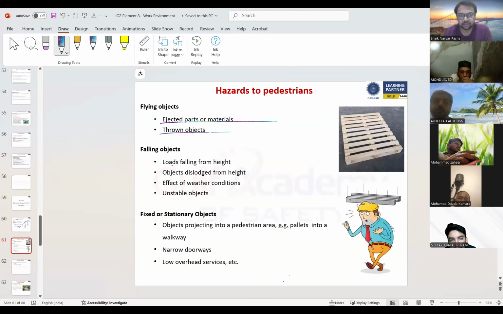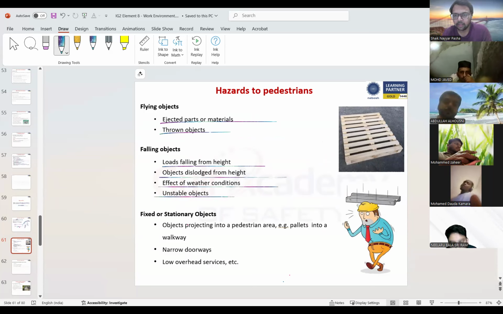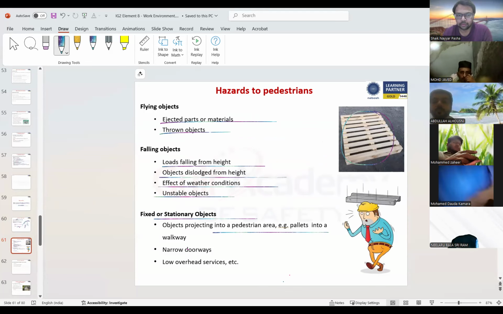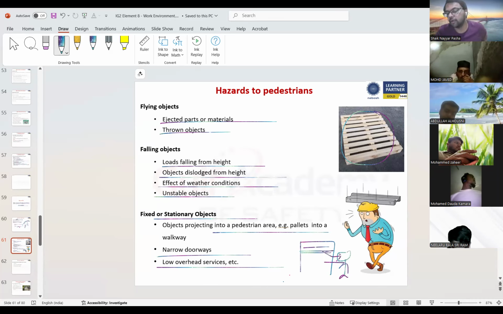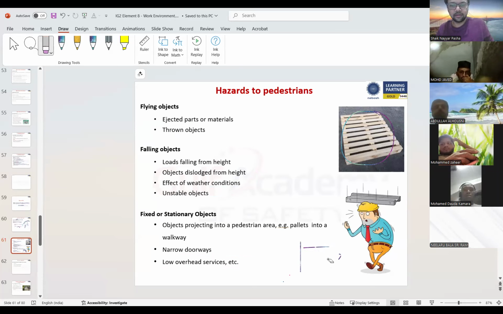Ejected parts, thrown parts, loads falling from height, objects dislodged because of poor housekeeping, bad weather conditions, or unstable objects stored on the roofs or stacks. Stationary objects: pallets, wooden pallets on the floor, narrow doorways, or low overheads. Low overheads in the sense, let us suppose this is the door and the shutter is half open. When the worker is walking under this, his head might hit the low overhead. So these are the hazards to pedestrians, or the people who are working in the organization.